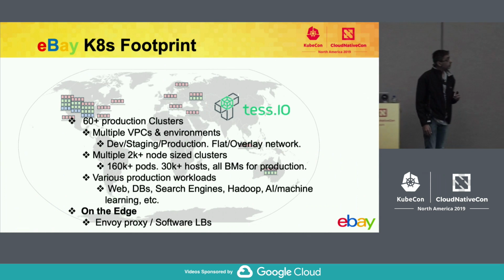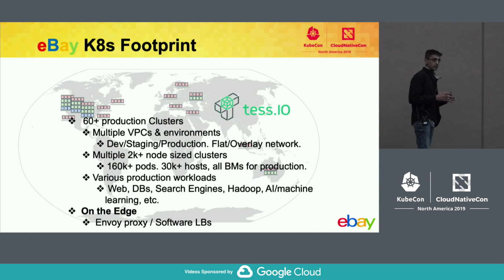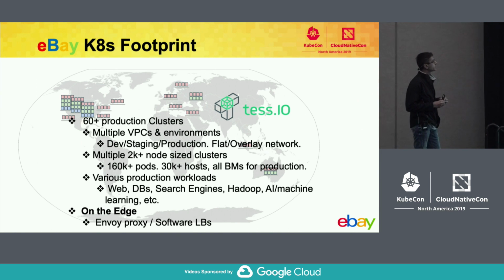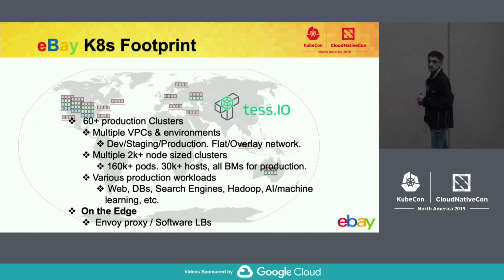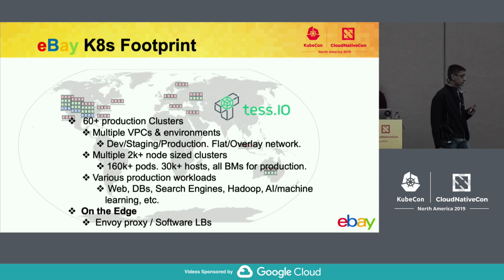So we looked at how search works, like a search 101 for eBay. And now let's look at the Kubernetes footprint within eBay. The team that handles all the Kubernetes clusters within eBay is called test.io. We have around 60 plus production clusters of various sizes, some ranging from hundreds of nodes to some that are upwards of 2,000 nodes. In totality, we are handling 160,000 application pods across 30,000 bare metal machines today.